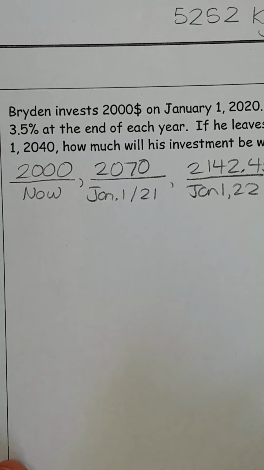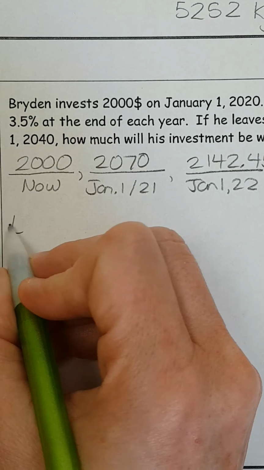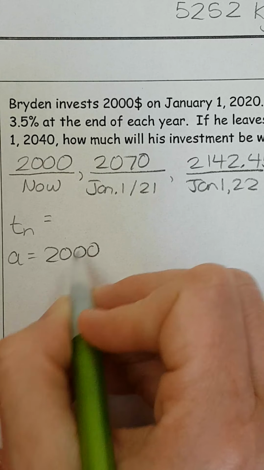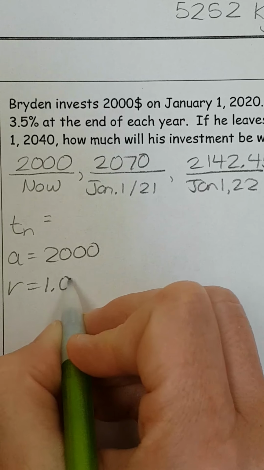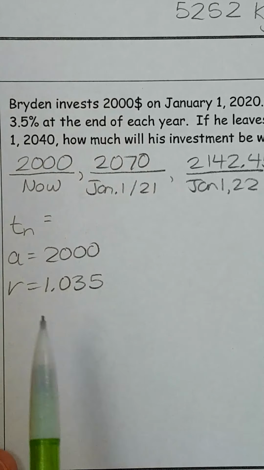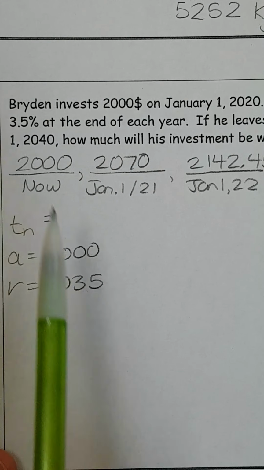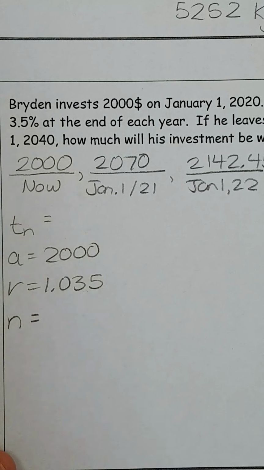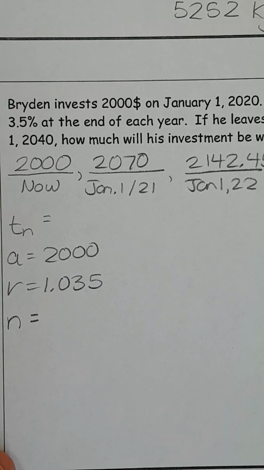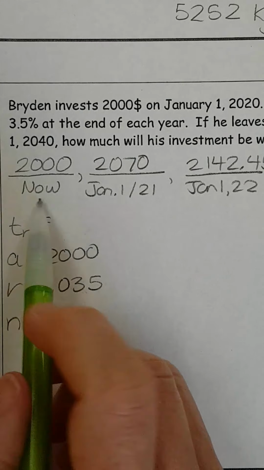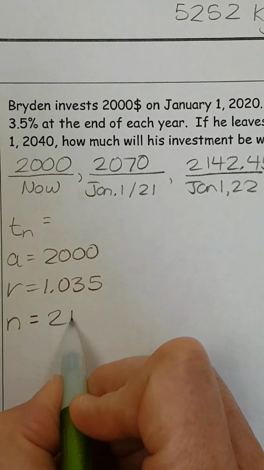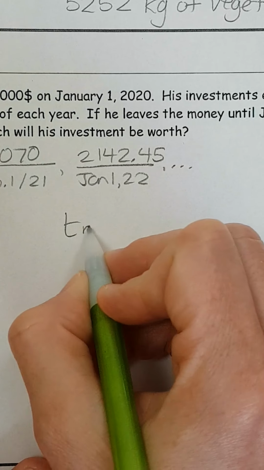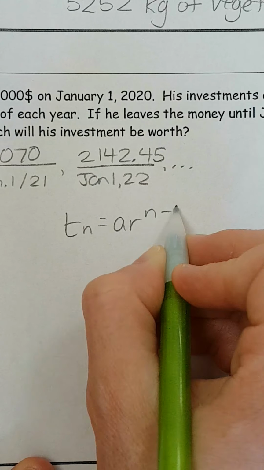So we're not dealing with the sum, we're dealing with T of n. So T of n, first term is 2,000. R is 1.035. And by now you should be able to figure out the pattern, what happens to the R value with the percentage that you're dealing with. So what's N going to be? Well, 40 minus 20, that's 20, but don't forget we have this too, so n is going to be 21. So T of n equals A R to the n minus 1.